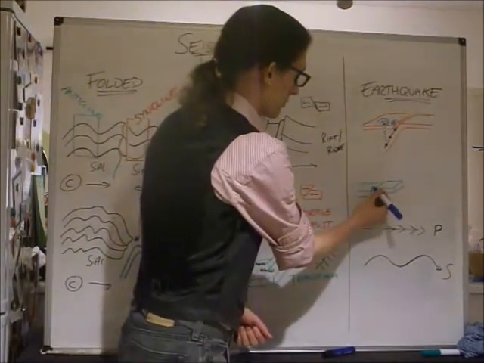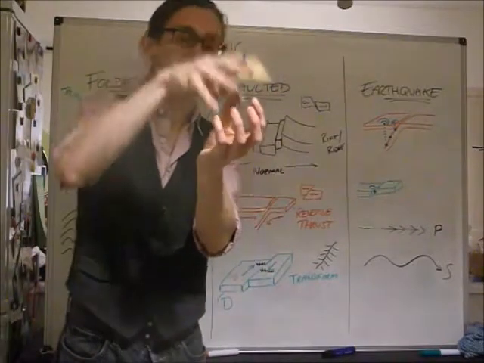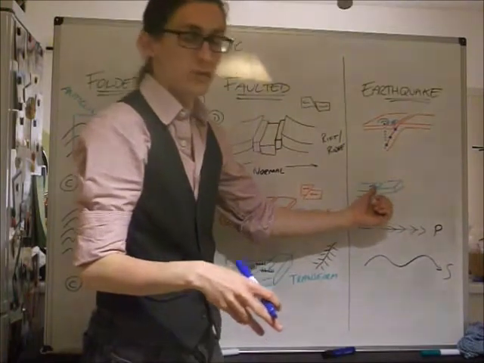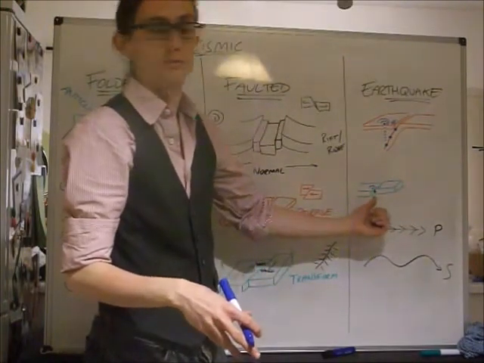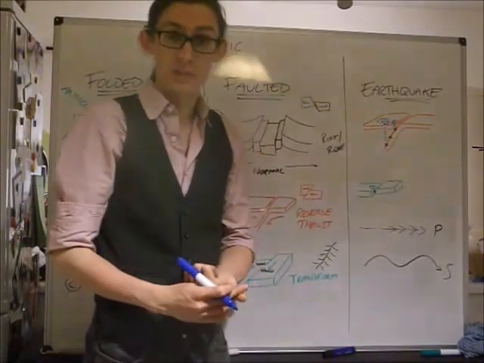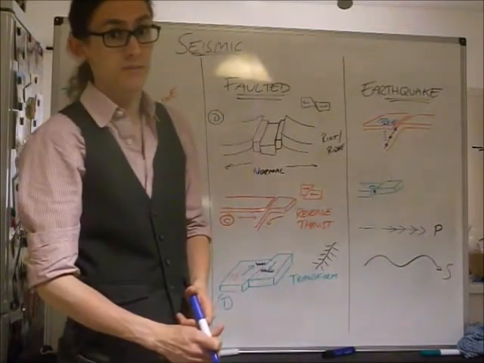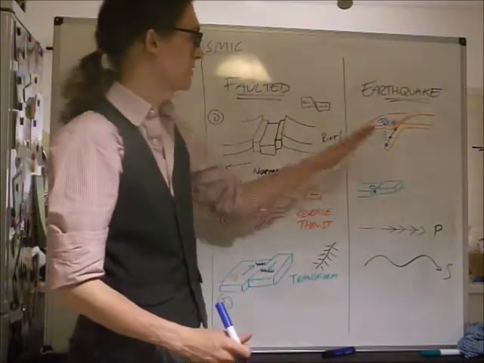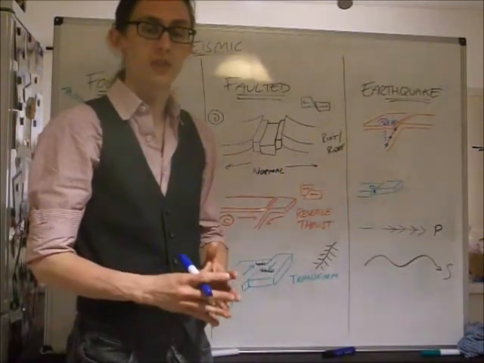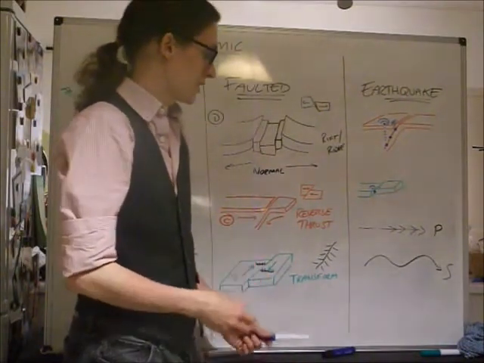Transform boundaries, though, being all shallow focus, generally the focus will be directly beneath the epicenter. It's not going to be any distance from the plate boundary. So that's the first thing, the distance from the plate boundary. Secondly, more importantly, is the amount of shaking that you get. The deeper the focus, the less shaking you get.